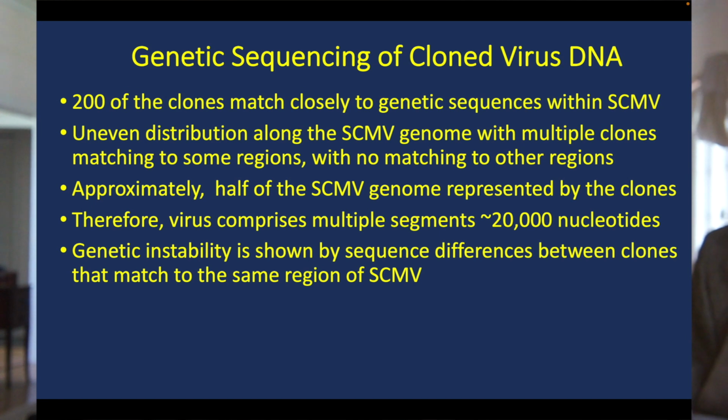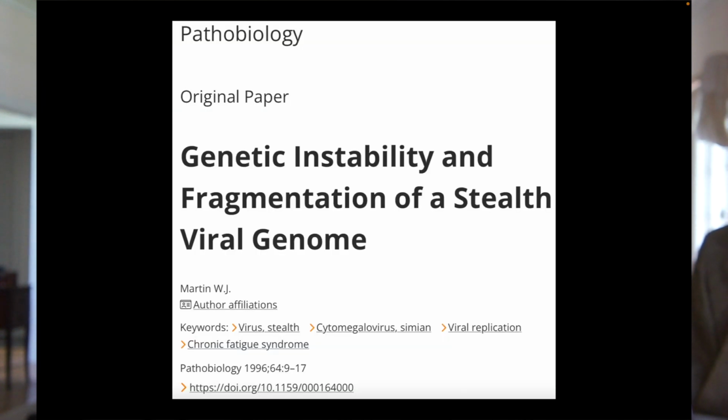What we also showed with this part of the study was that even for clones that matched to the same region of simian cytomegalovirus, there were a lot of internal differences. There was therefore genetic instability of the viral-related sequences. I published these data in 1996 in this article, Genetic Instability and Fragmentation of a Stealth Viral Genome.